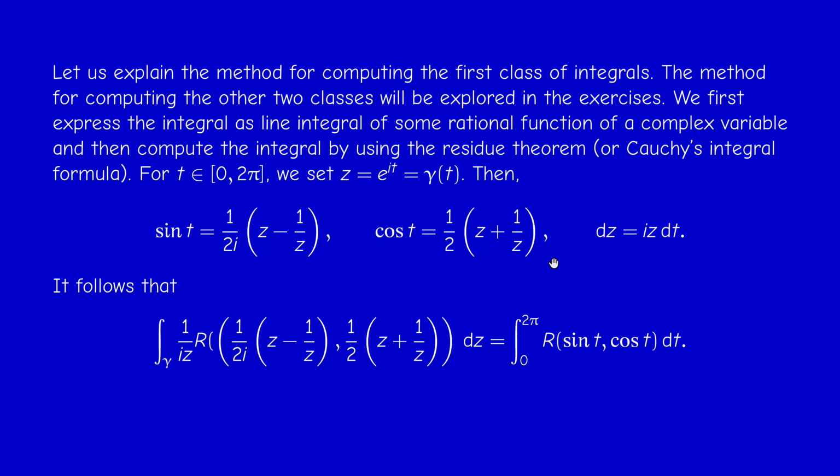Okay, and so when we replace sine and cosine by their values, we get a rational function of z minus 1/z and z plus 1/z. So we get an algebraic expression. We compute this, usually by using the residue theorem, and we deduce the value of the real integral. Okay, this is the general strategy.